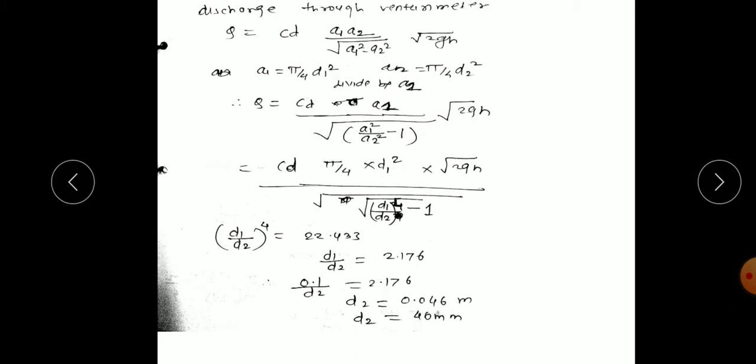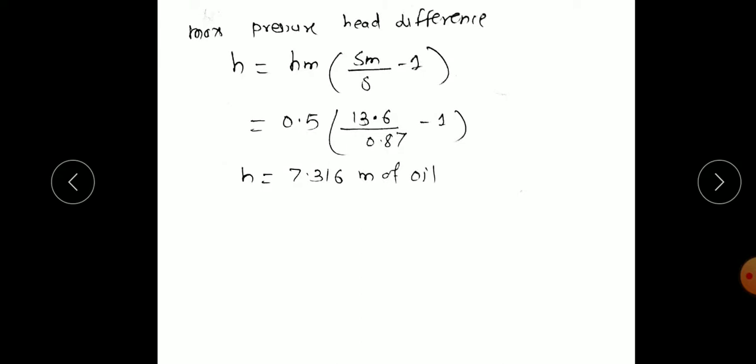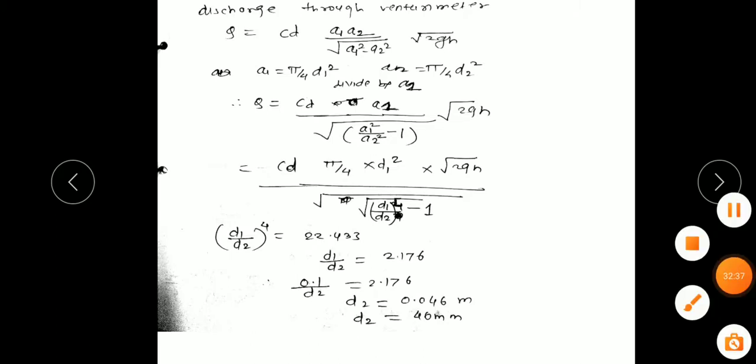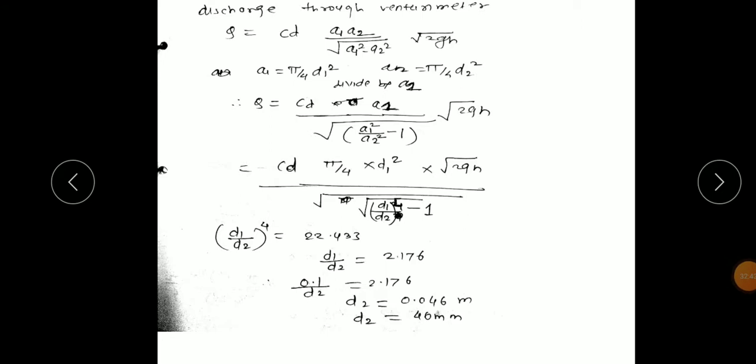So two important formulas: Q is equal to CD A1 A2 upon root of A1 square minus A2 square, into root of 2GH, and H is found using this formula. We can practically measure the manometric head in the U-tube manometer and convert it into the pressure head difference. So in this way we can solve the numericals and find the discharge through the venturimeter. We have considered the venturimeter used for measuring the flow rate of different fluids. Thank you.